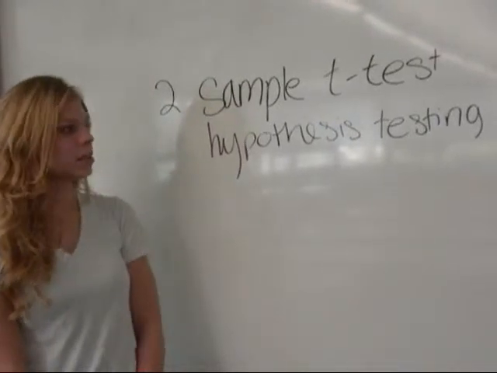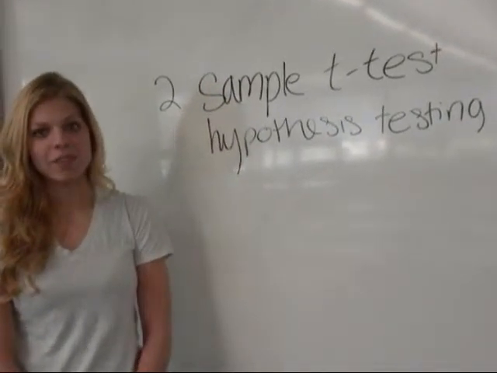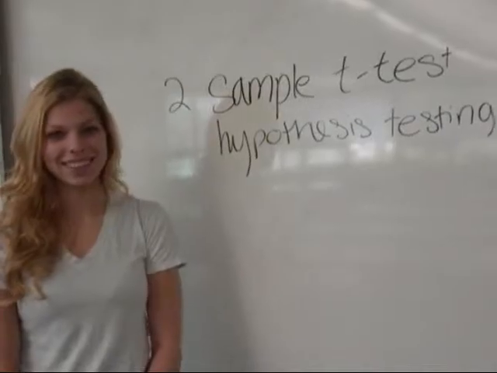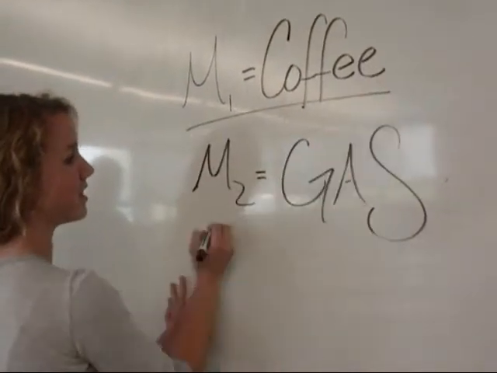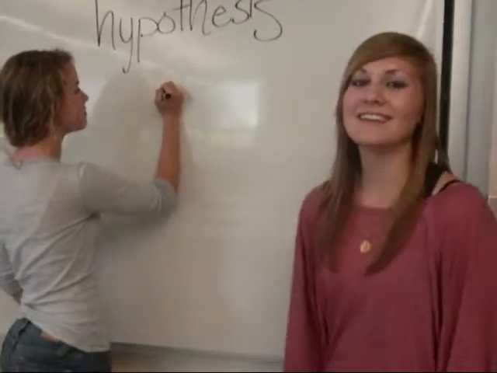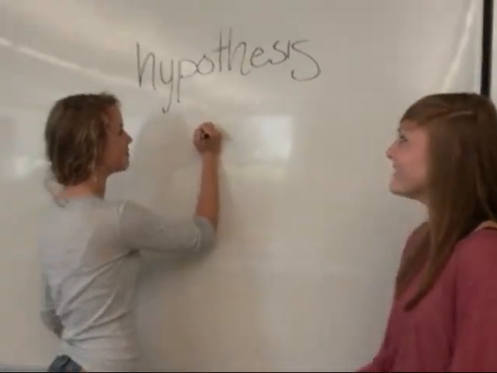We're doing a two-sample t-test hypothesis test, and there are 5 steps. Step 1. Mean 1 is coffee. Mean 2 is gas. Jacki is finding the hypothesis.